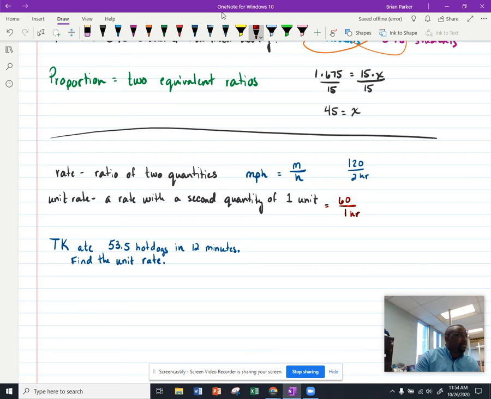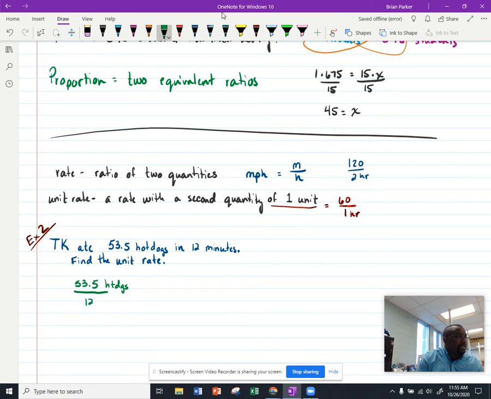So we're going to do the same thing here, and this will be example number 2. TK ate 53.5 hot dogs in 12 minutes, and we want to know what the unit rate is. Remember, a unit rate is a rate with a second quantity of 1 unit. When I go to solve this, I'm going to draw out my comparisons like a proportion. I prefer proportions almost all the time. So we'll say 53.5, those are the hot dogs.